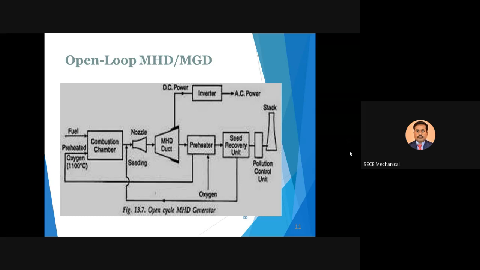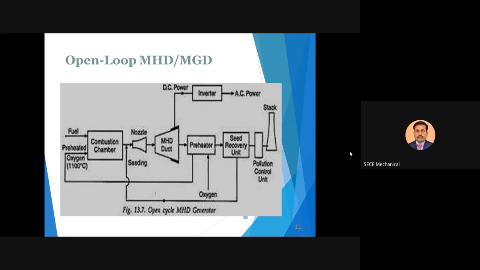the air is preheated before entering the nozzle. The plasma gas, before entering the nozzle, gets the seed material, and the air preheating devices supply the air as well as the seed material. That is called an open loop MHD generator. So in this open loop, the air preheater is connected with the combustion chamber, and the seed recovery is also connected with the combustion chamber.